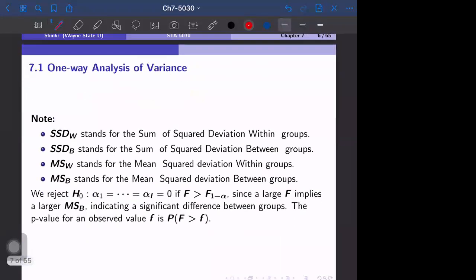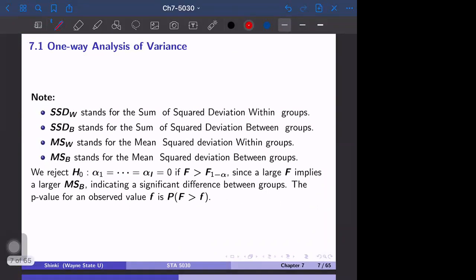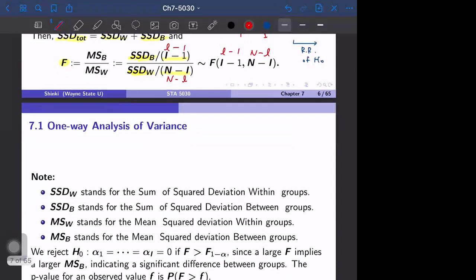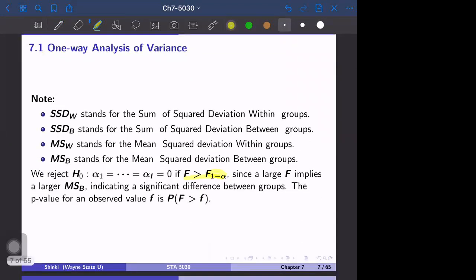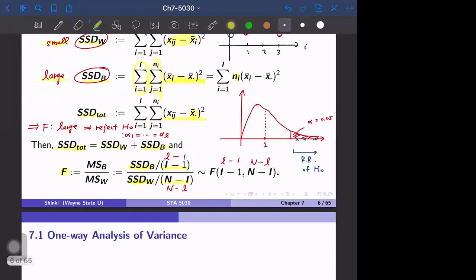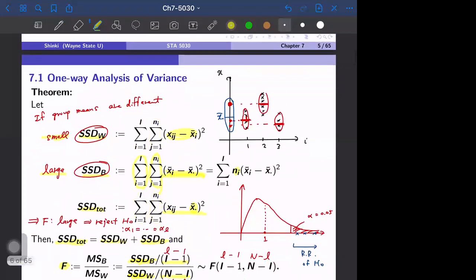Here we have some terminology. SSDW stands for sum of squared deviation within groups, and B is between. MS is mean squared deviation, where we divide SSB and SSW by degrees of freedom. We reject the null hypothesis if F is larger than some threshold value. Yes, so this is how to test the null hypothesis in the one-way layout.